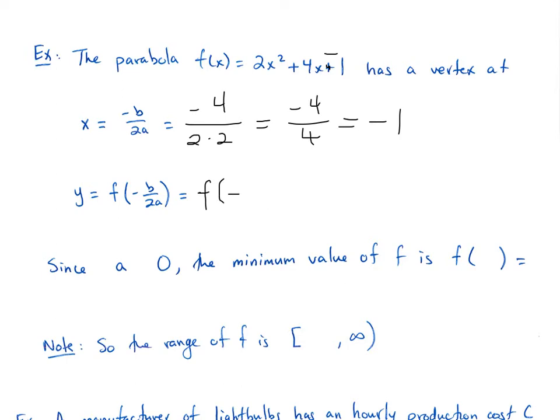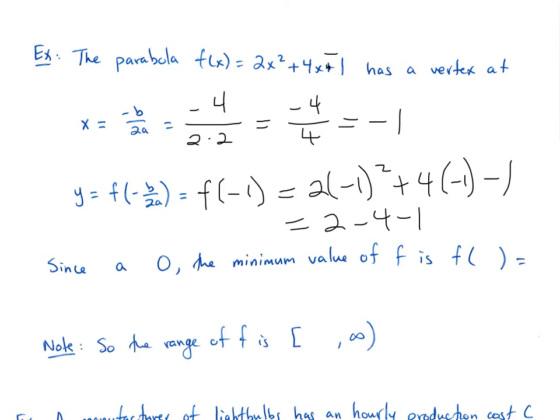The y-coordinate is found by taking negative 1 and plugging it into our function. So 2 times negative 1 squared plus 4 times negative 1 minus 1. So 2 minus 4 minus 1, negative 3. So our vertex must be at negative 1, negative 3. So we didn't have to complete the square. We used our nice little formula. And because a is positive, we know our parabola is going to open up, and its minimum value is going to be right at that vertex, and the smallest value of the function is going to be negative 3, which is the value when x is negative 1. So the minimum value of f is negative 3.